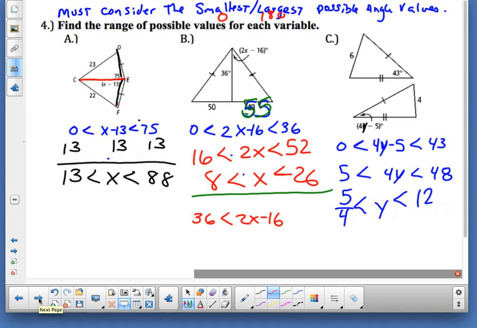So now, is 2x minus 16, can it be any value? What's the most extreme restriction we have to set on angles that we're studying this semester? Because we've gone from 0 to 180, right? So that's where the 180 comes in. I can't have it be any bigger than 180.